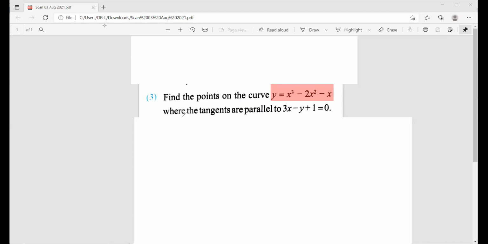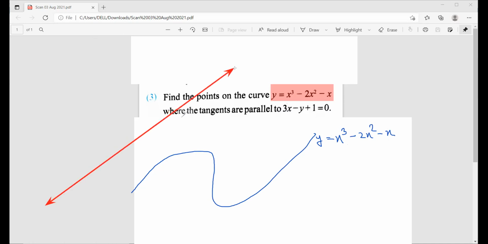Okay, so what would that mean? See, there is a tangent. I'm not solving this problem because this is similar, so you can solve. So think there is a curve like this. And what is the curve? The curve is y equals to x cube minus 2x square minus x. And then there is a line whose equation they give. The line is say this.